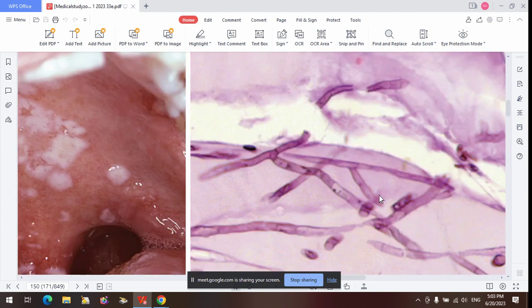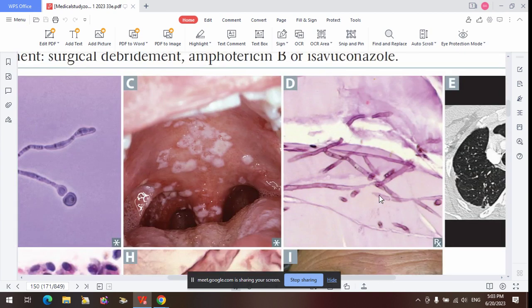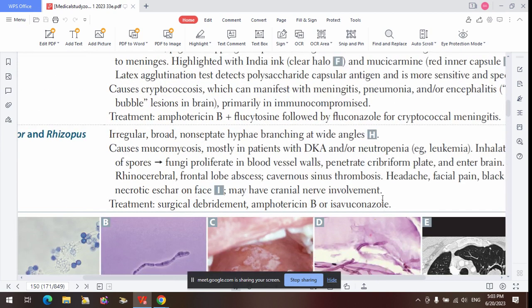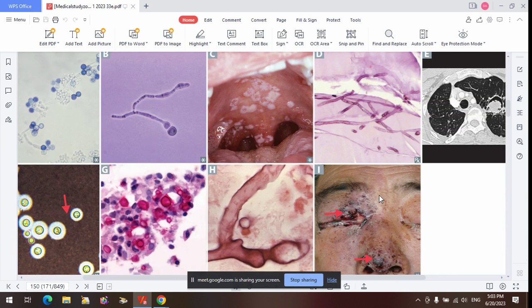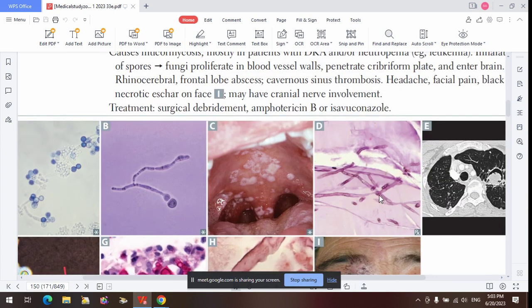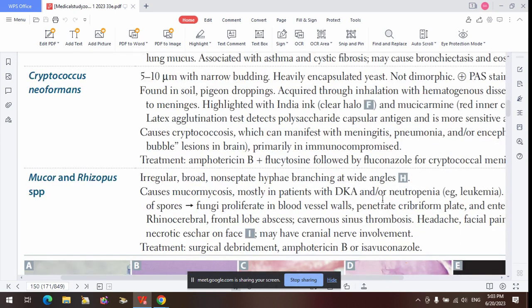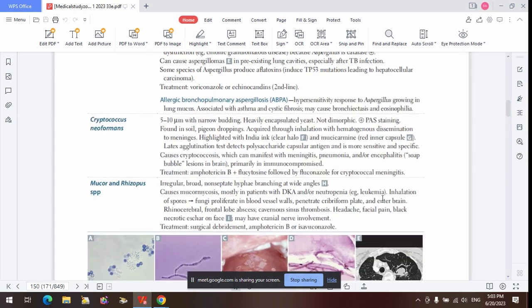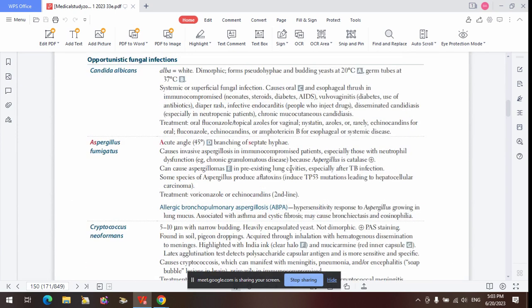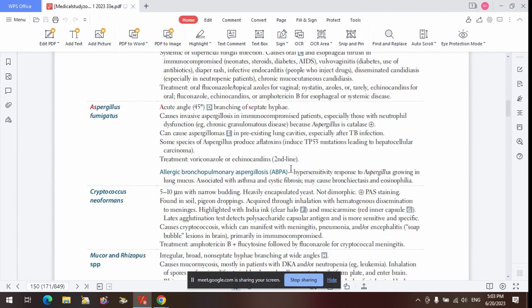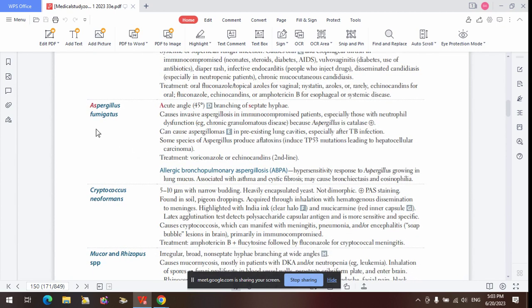It's not very obvious. But once you see that the stuff is branching, multiple branching, you are not seeing just one branching, no. You are seeing multiple branching, 45 degree, multiple. That's Aspergillus. Septated hyphae with multiple branching. That is Aspergillus at 45 degrees. So, what can Aspergillus fumigatus cause?